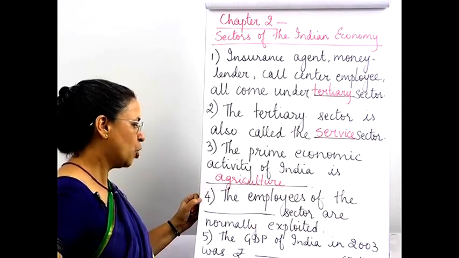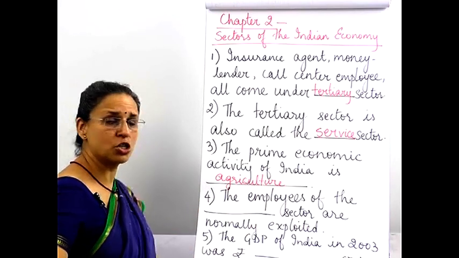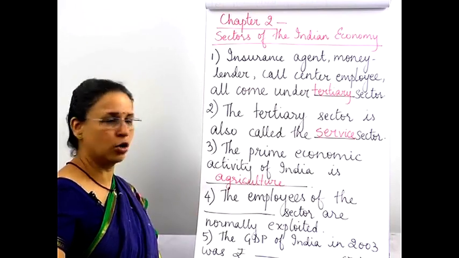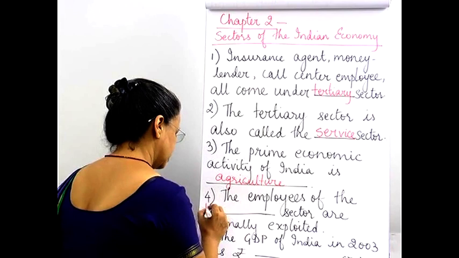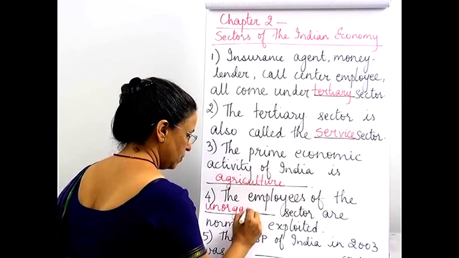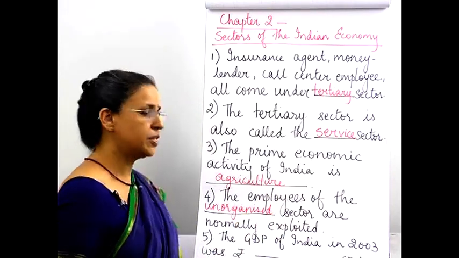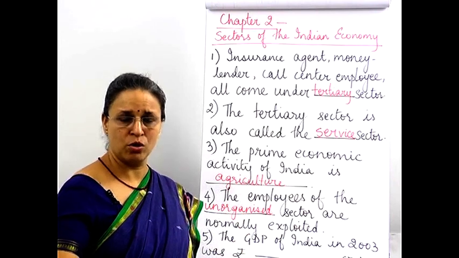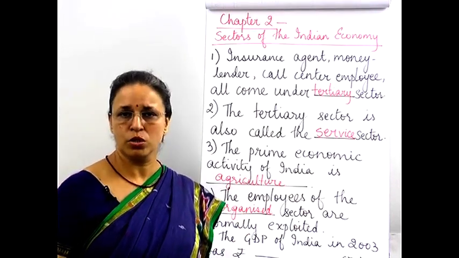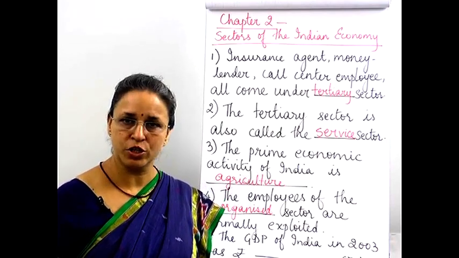Fourth, the employees of the dash sector are normally exploited. Unka shoshan kiya jata hai. So which sector do they belong to? The unorganized sector. That means they don't have a proper payroll or they don't have any letter of appointment. They can lose their job anytime. They may not get proper payment according to the Minimum Wages Act.